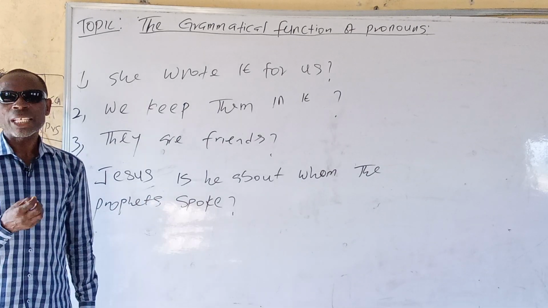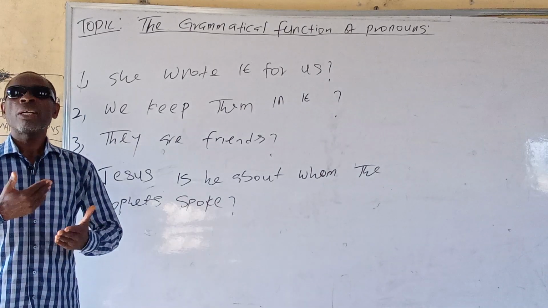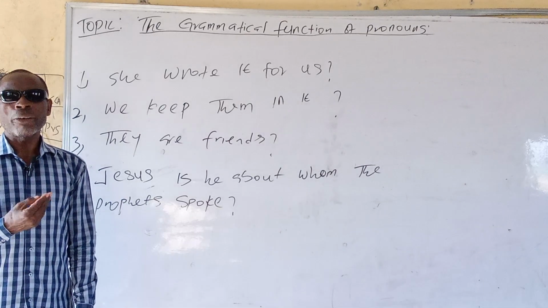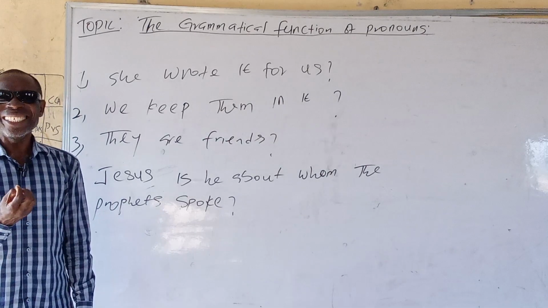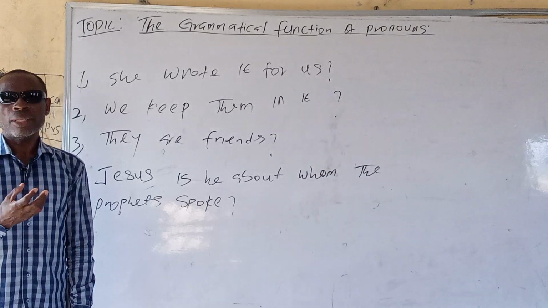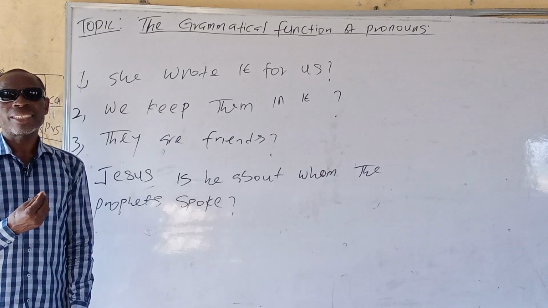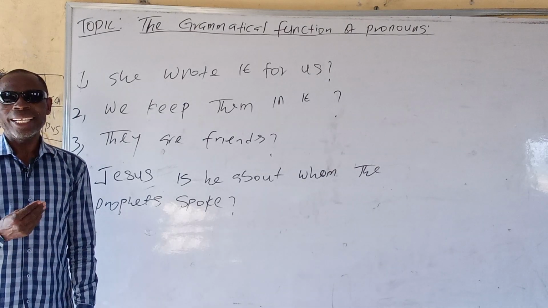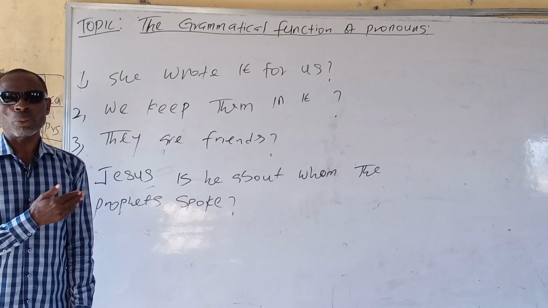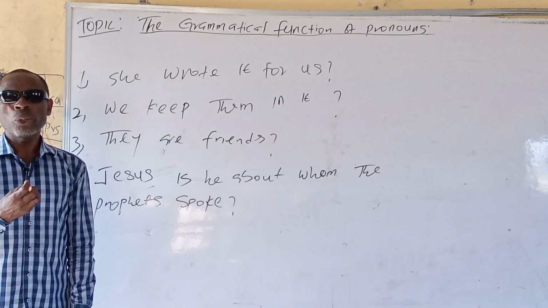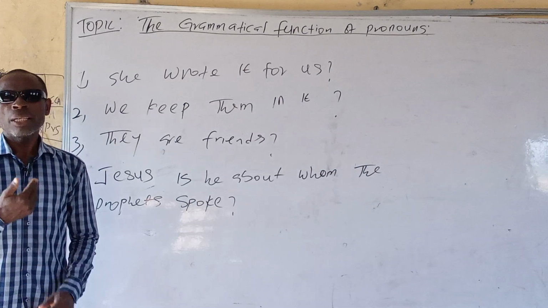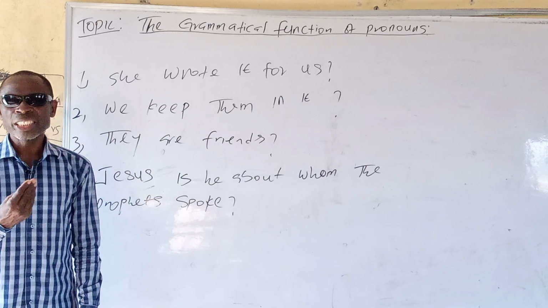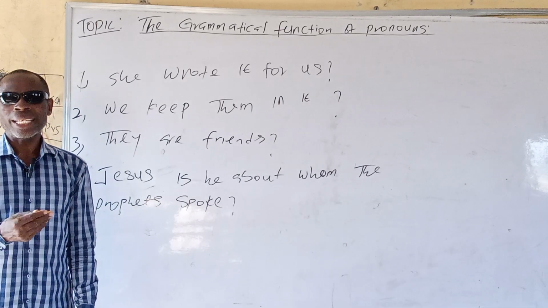Now to the second grammatical function of pronouns, and that is object of the verb or sentence. The object of the verb or sentence is that person, thing, or animal that receives the action performed by the subject in a sentence. Let's go back to sentences 1 and 2. Sentence 1, she wrote it for us. An action was performed, that is, wrote, and something received the effect of this action, that is, it.